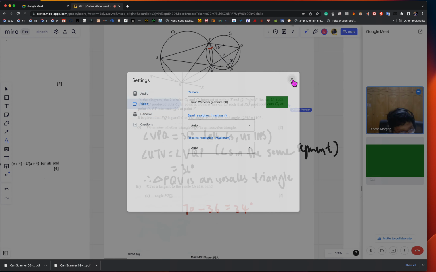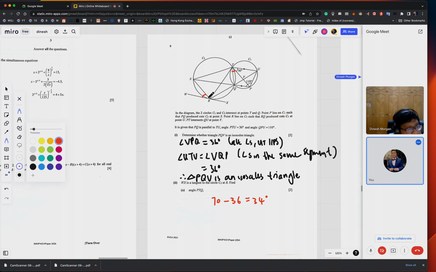Wait, for SRW, do I need to use the tangent chord theorem? Yes, that's one of them you can use. So you still can recall the tangent chord theorem. So you have this one, then this one, then this one. So this is your one, this is your two, this is your three. So this angle is equal to 2 plus 3.